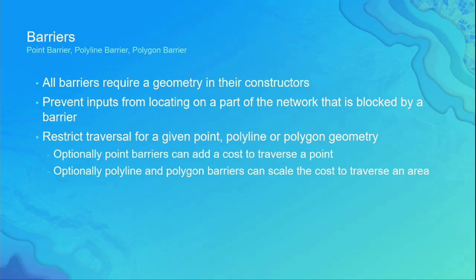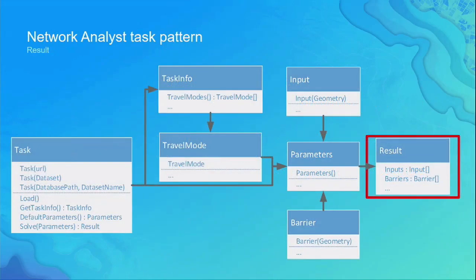So to traverse this point, either you can't do it, or it takes an extra minute. To traverse this area, either you can't do it or it's going to take 2 or 3 times longer. It's up to you to set those parameters. But it's supported. That's the important point.